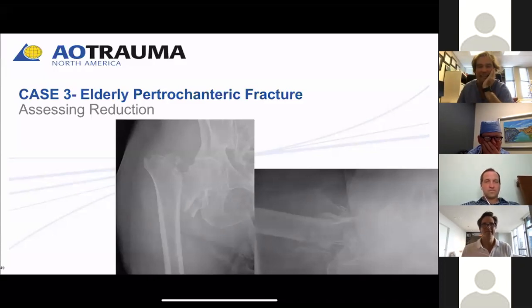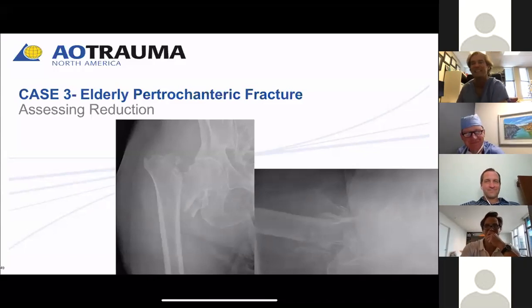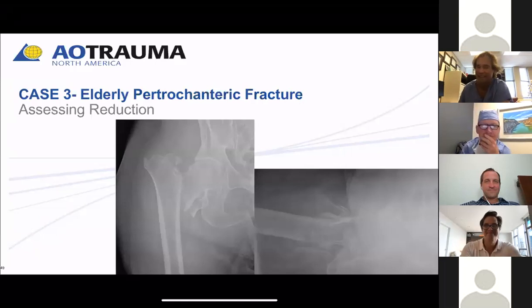That's not good. All right, let me show you worse then. So the last one, let's save the best for last. All right, so this is your fracture pattern.